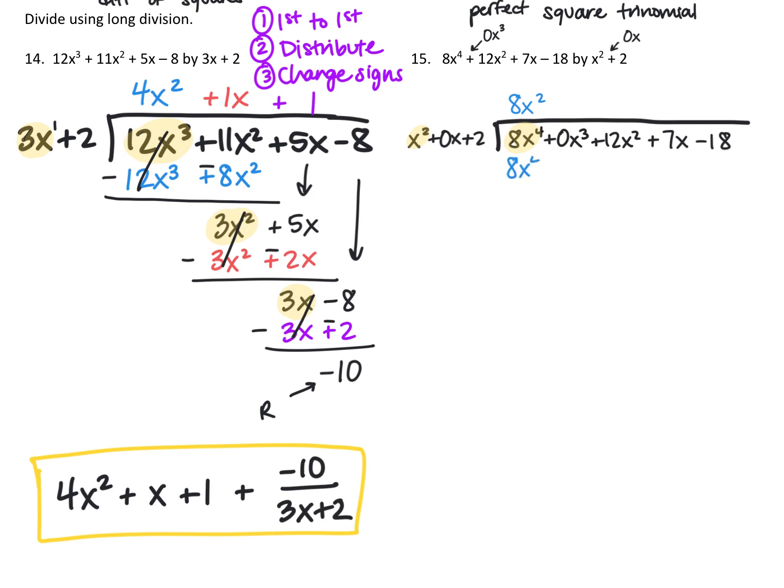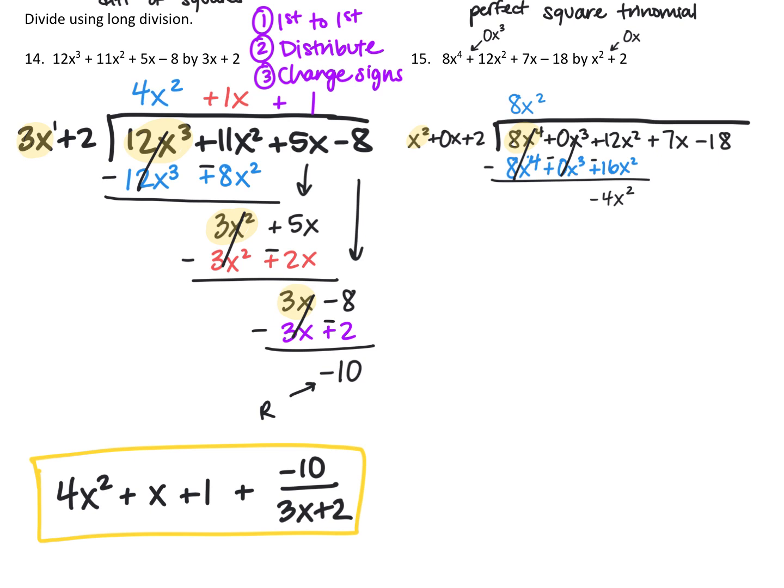When I do 8x squared times 0x, this seems kind of goofy, but it gets me just 0x to the third. Obviously, but go ahead and write it in so you know that you're subtracting 0. And then 8x squared times 2, that's positive 16x squared. Draw a line, change signs on all of them. These cancel out, or they just add to 0, right? And then I'm left with negative 4x squared.